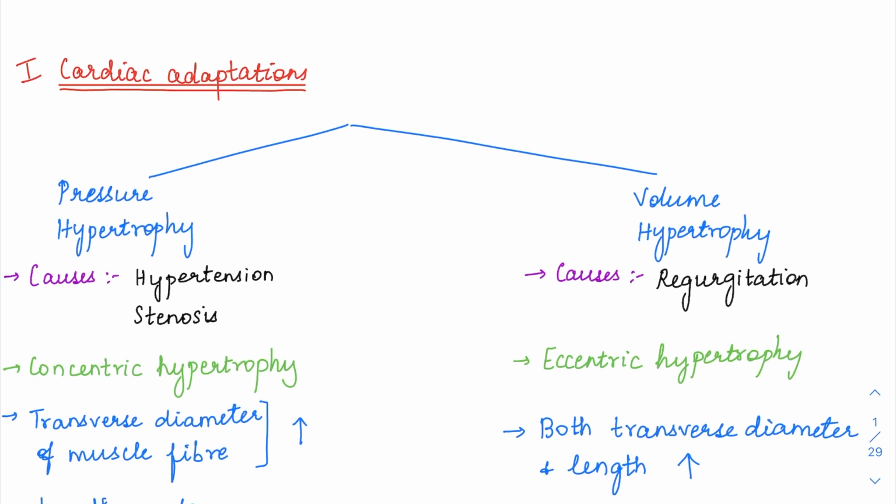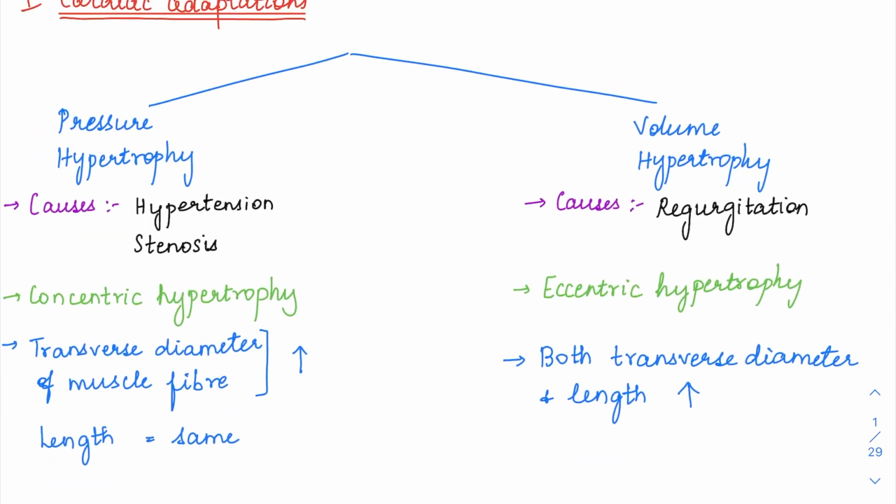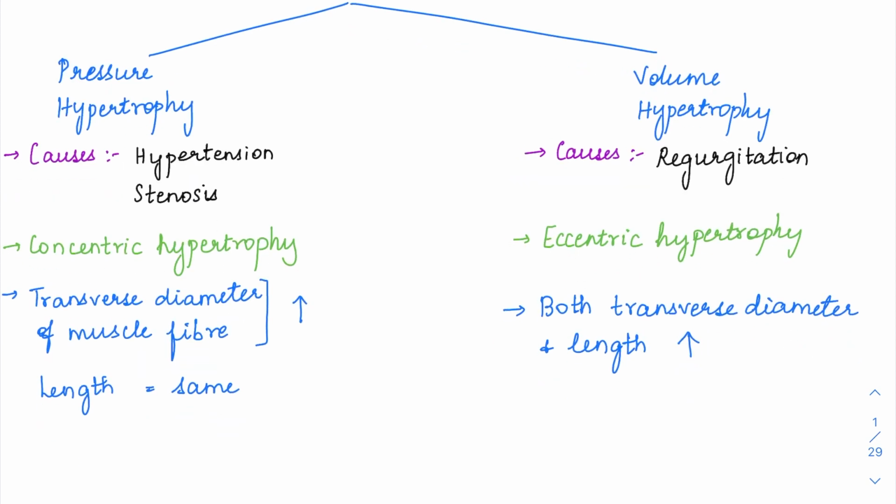So like any cellular adaptations, these are also reversible changes only, which occur in response to a particular stimulus. So here the stimulus could be either an increased pressure or volume. So let's see pressure hypertrophy first. Since in cardiac muscle, the adaptation which we see here will be hypertrophy, pressure hypertrophy and volume hypertrophy result. So what is pressure hypertrophy? Due to any cause of increased pressure, like in a stenosis or hypertension.